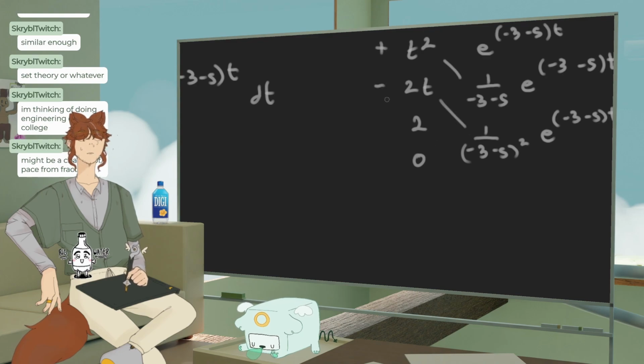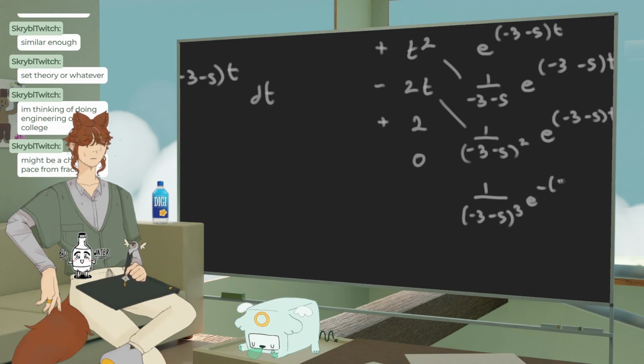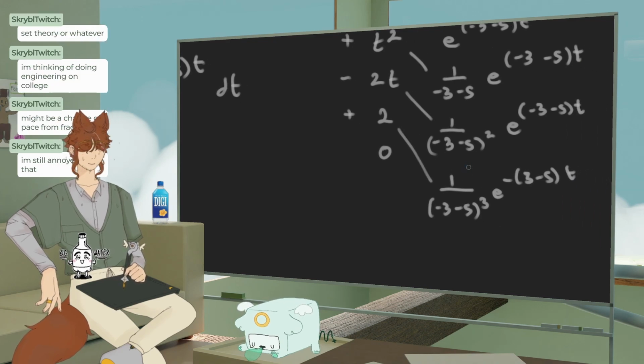So, plus, minus, plus, I need one more. 1 over negative 3, negative s, cubed, e to the negative. This, and then that's 0. Maybe a change of pace from fractions, I'm still annoyed on that.